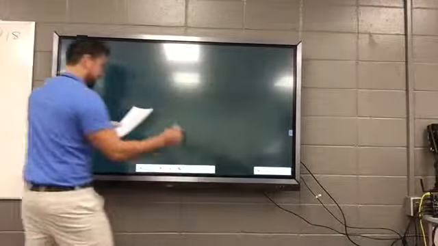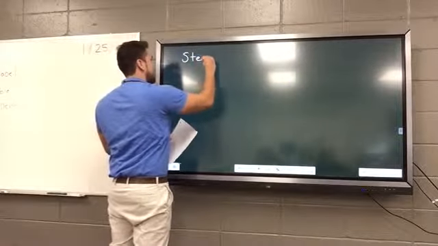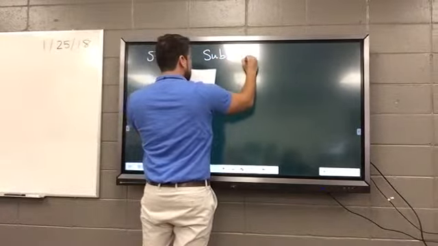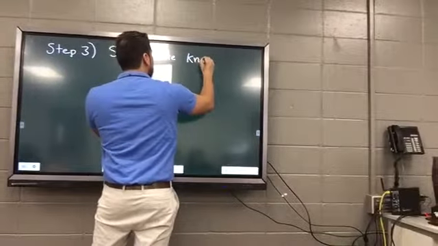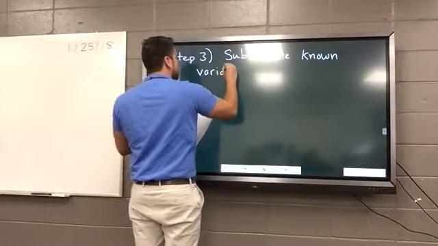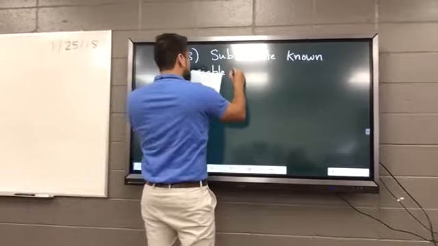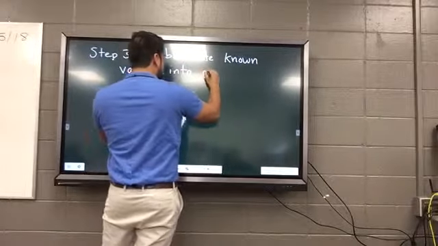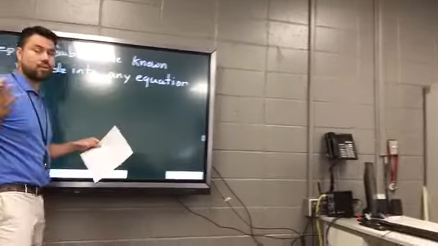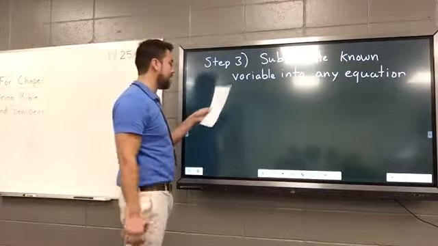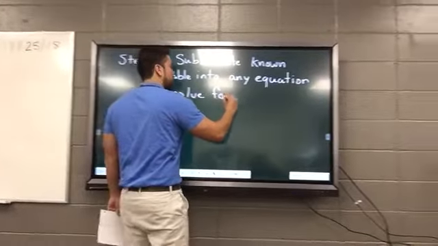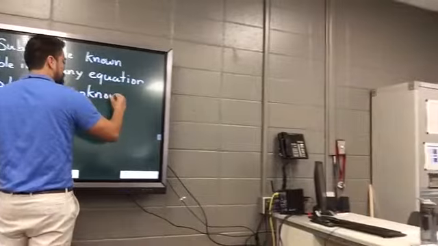I'm going to go to the third step. Step 3. Substitute. That's why we call it substitution. Substitute known, and this is where I had to explain my words, known variable into, and this is the cool part, any equation. And when I say any equation, I don't mean you make up an equation. No, any equation that's already been up here. Into any equation to solve for unknown variable.